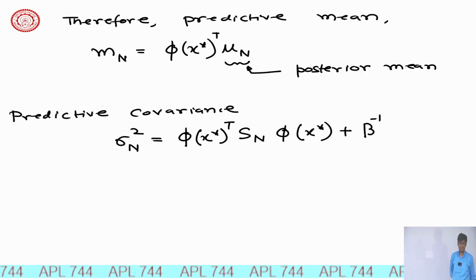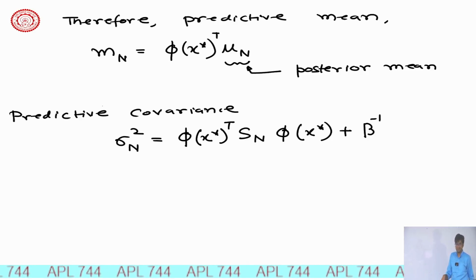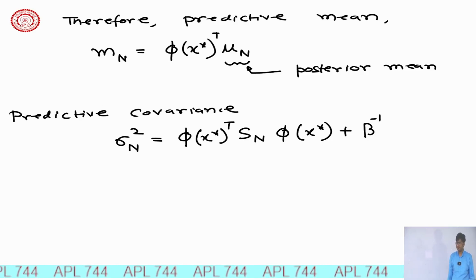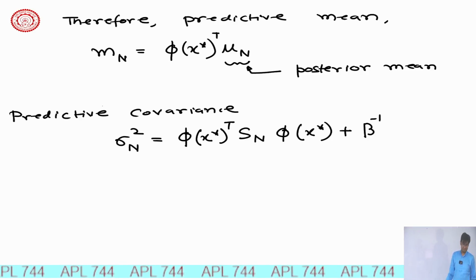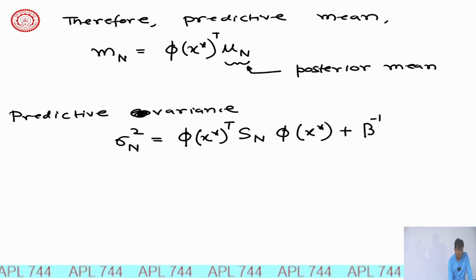It is a scalar, so there is no I. It will become I if I do it for X star, multiple inputs at a time. So, this I thing you have to be careful about again. This is your predictive variance, not covariance. I wrote covariance, but it is your predictive variance.